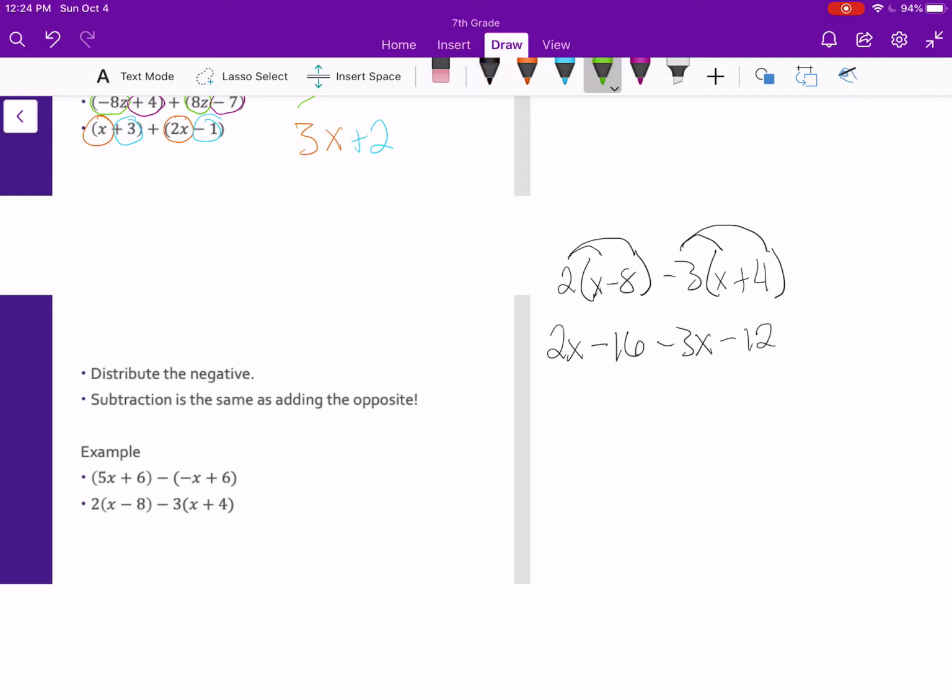And then I'm going to go ahead and combine like terms. So a 2x and a negative 3x gives me negative x. And then the minus 16 and the minus 12 gives us minus 28.